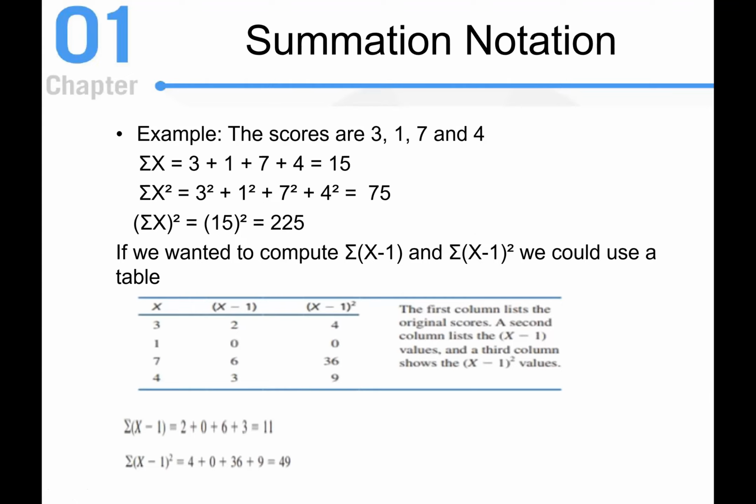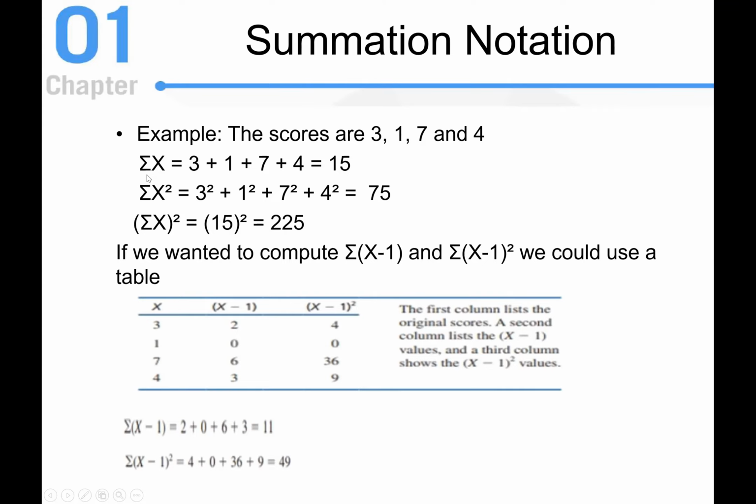All right. So let's say the scores we have are 3, 1, 7, and 4, right? If I have a sigma, a summation symbol, and X, that means, hey, we're going to sum up all of the scores, the 3, the 1, the 7, and the 4. So if we add 3, 1, 7, and 4, we get 15. All right, but let's say we made it a little bit more complicated, all right?